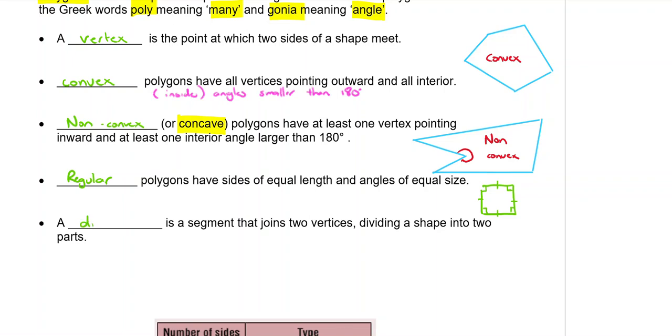A diagonal is a segment that joins two vertices, dividing a shape into two parts. So you can draw a parallelogram here, and if you draw from one corner across to the other, that's what we call a diagonal, and it is dividing that shape into two parts.